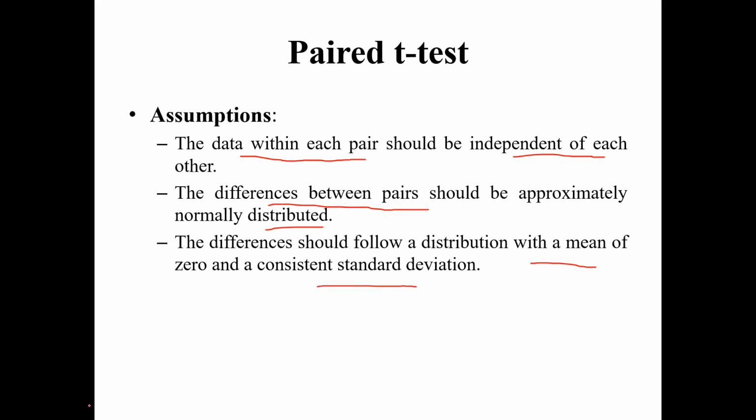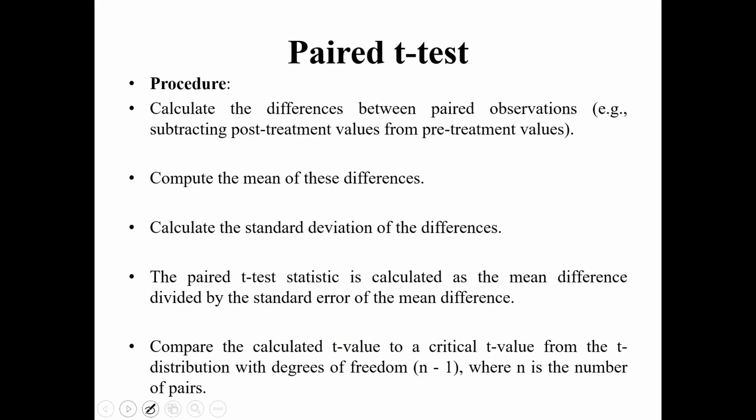Once we know the assumptions, then we need to understand the procedure of the paired t-test, meaning how to start on the data. First of all, calculate the difference between paired observations, subtracting post-treatment values from pre-treatment values. Then compute the mean of these differences. Then calculate the standard deviation of these differences.